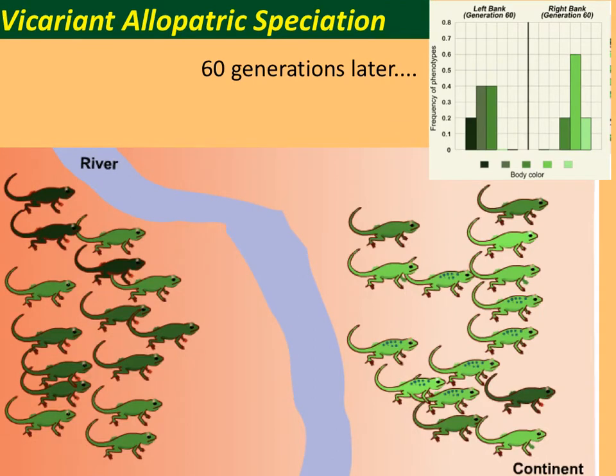60 generations later, the one on the left, all the light morphs are gone, right? And it's only darker morphs. The ones on the right, lighter morphs plus the spotty mutation. It's up here and becoming much more prevalent.